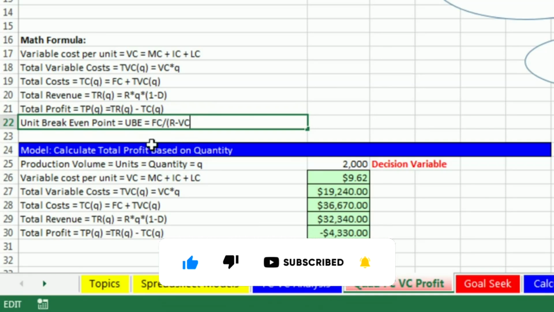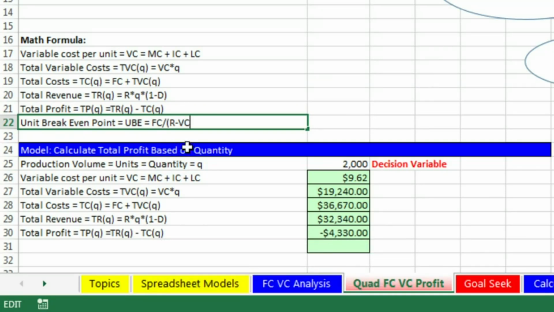Now, most of the time when you see this formula, this is what you're given. The contribution margin from each incremental sale of a boomerang, revenue minus variable cost, that will give you the amount left over to cover your fixed costs. So by taking total fixed costs and dividing it by this contribution margin, it gives us the exact number of units.